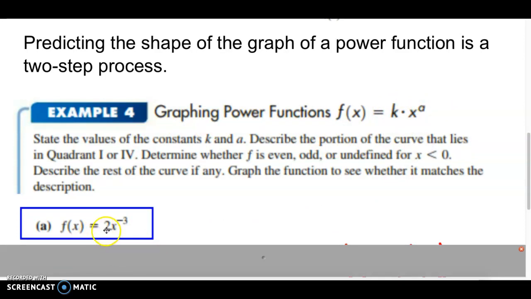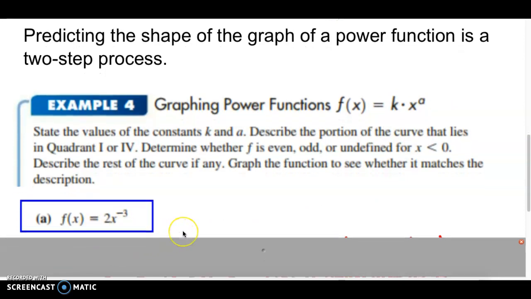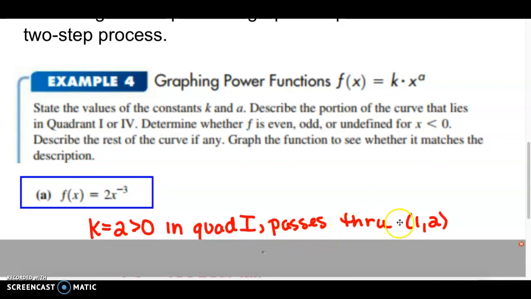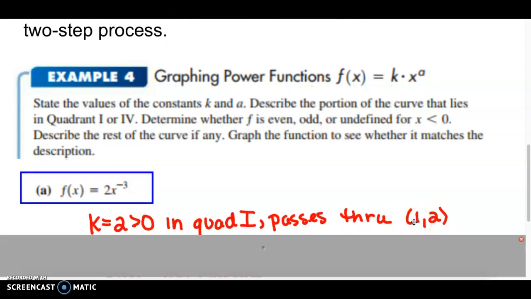So this one has a k value of 2. That's greater than 0, so we know that it is going to be in quadrant 1, and it's going to pass through the point (1, 2), because if we plug a 1 in here, that's going to be 2 times 1. So (1, 2) would be a point on the graph.